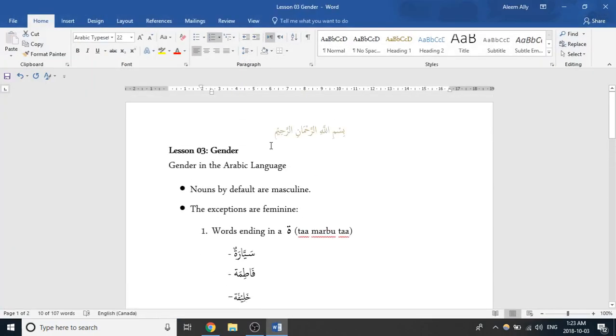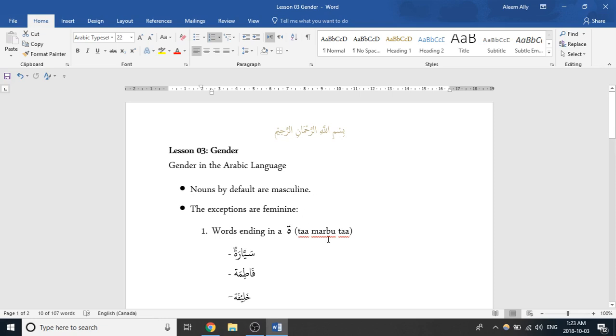This is lesson 3, and we're going to be covering gender. Gender is one of the 4 properties of a noun. We said that a noun has 4 properties, and they are definiteness, status, number, and gender. So today we're going to talk about gender.